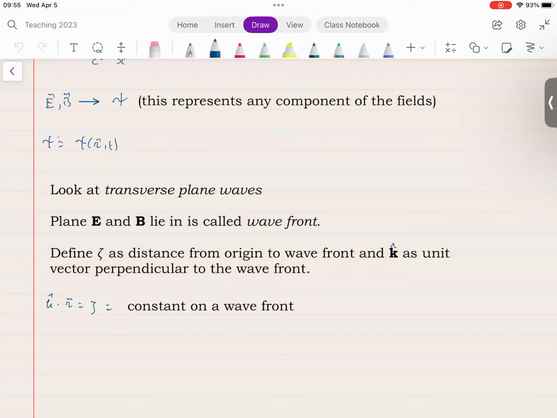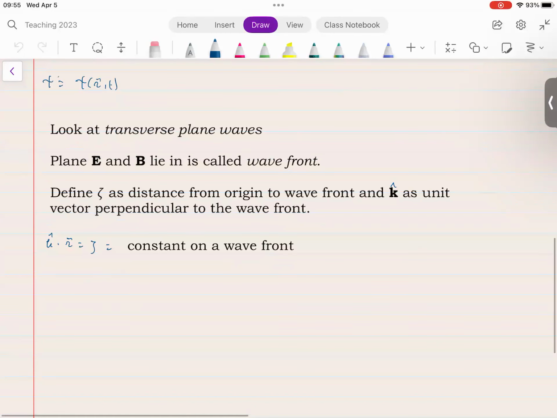That means that the nabla operator del can be written as follows: x hat partial with respect to x plus y hat partial with respect to y, plus z hat partial with respect to z.